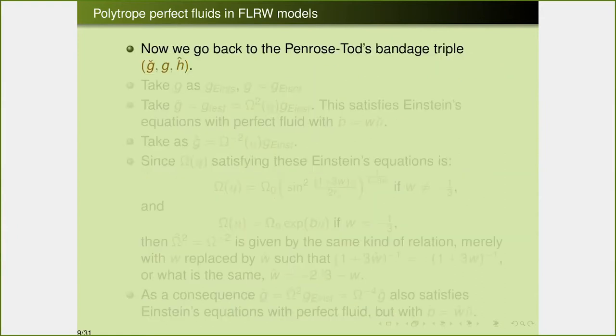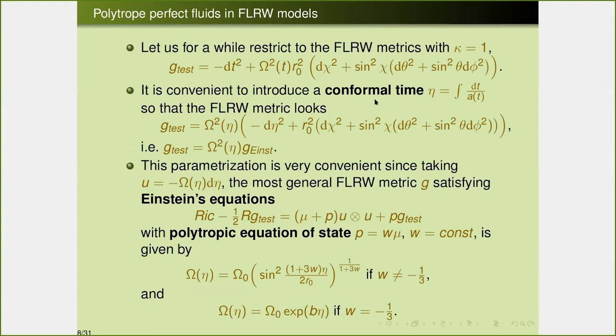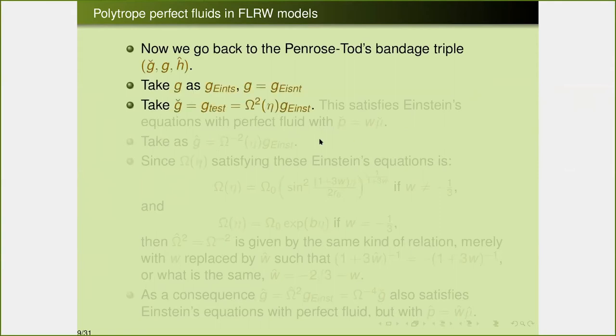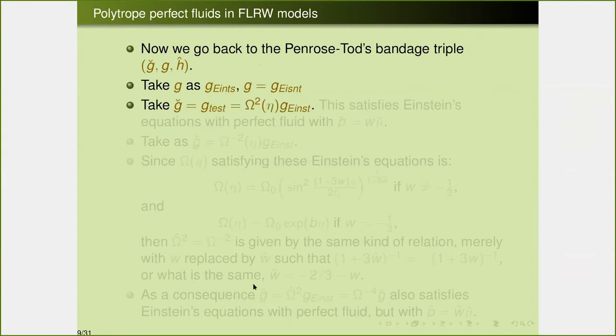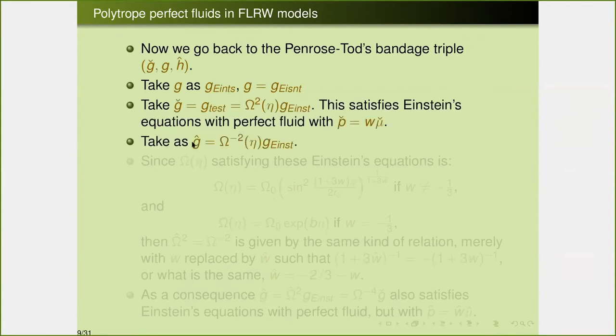So now I go back to Penrose's, or Todd's, bandage triple, which is G hat and G hat should be in G check. So I take as G this Einstein metric, the Einstein universe metric. I take as G check my metric G check, the one that I know solves this perfect fluid equation, expressed by these functions omega here, right? And now I apply what Penrose wants, that the metric G hat is given by the same Einstein metric with the same omega, but now omega to the minus one.